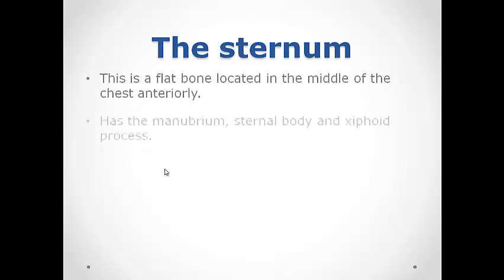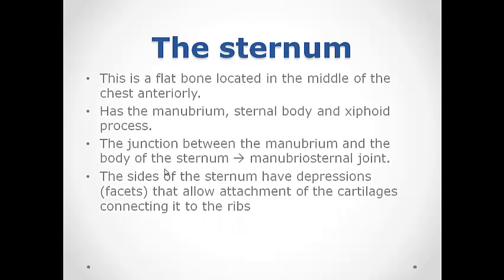So the sternum is a flat bone. It's located in the middle of the chest anteriorly, so that's one of the things that you need to pay attention to, being able to state specifically where the bone is found. Like I said, it is divided into the manubrium, the sternal body, and the xiphoid process. Now, the junction between the manubrium and the body, that first junction at the top, is called the manubriosternal joint. Another name for this joint is the sternal angle.